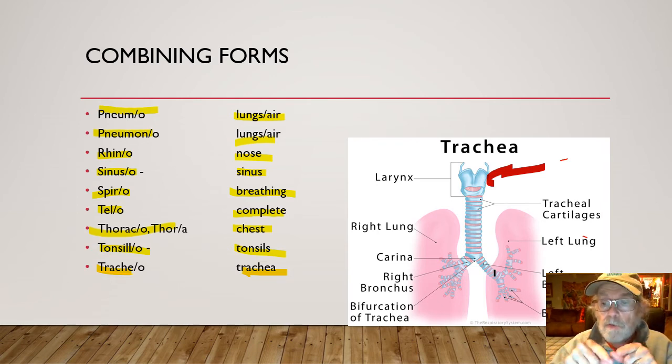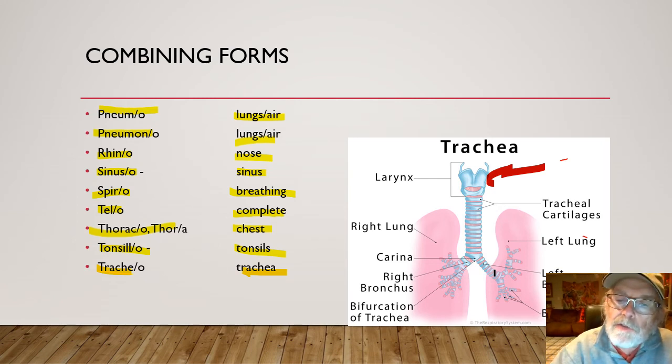In males, it's much more prominent. It sticks out a lot more. In females, it's a lot flatter. The angle is different, which also results in the difference in the pitch of voice and stuff like that. Then there's another ring right below that, which is called the cricoid cartilage.